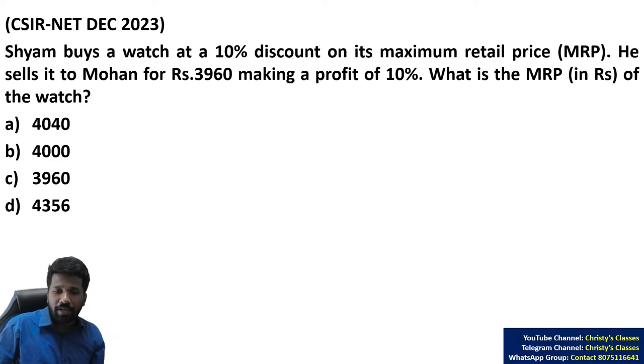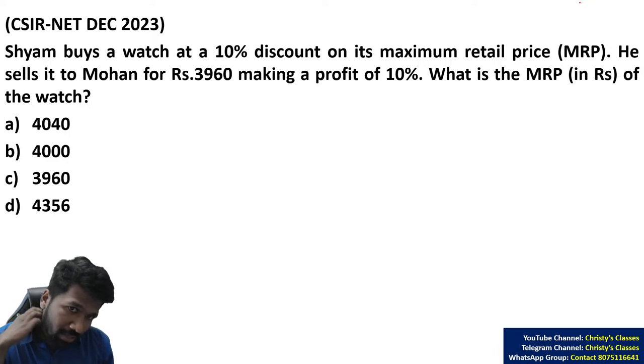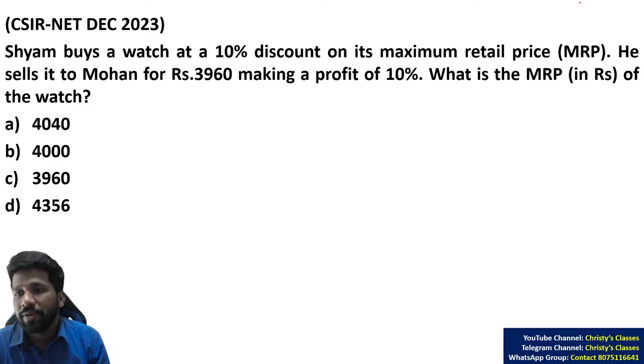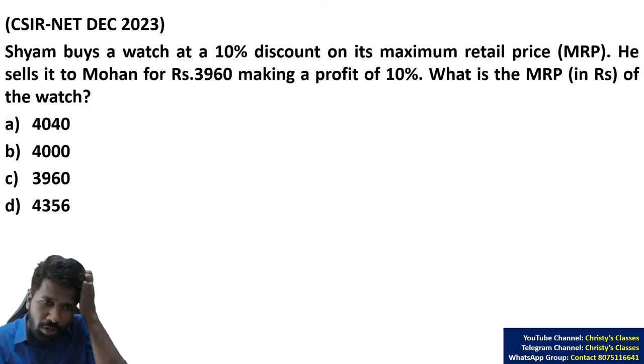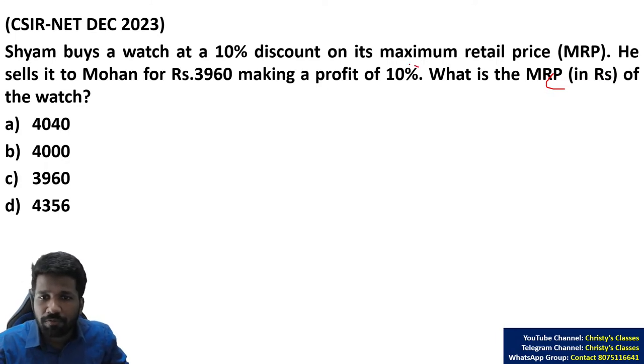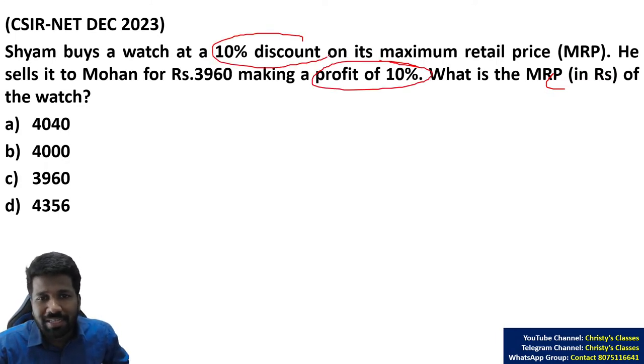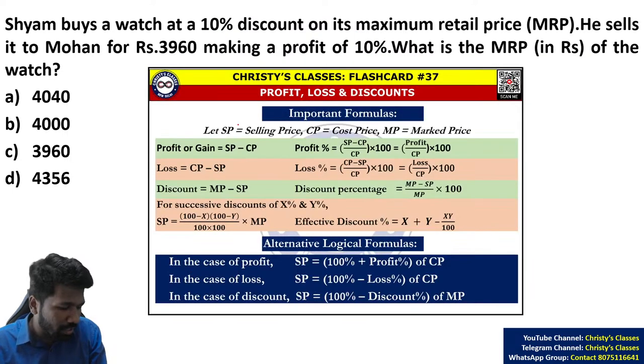Okay, some of you got an answer. I'll explain. Sham buys a watch at a 10% discount on its maximum retail price. He sells it to Mohan for 3960, making a profit of 10%. Profit, discount. These are two things you learned in school days.